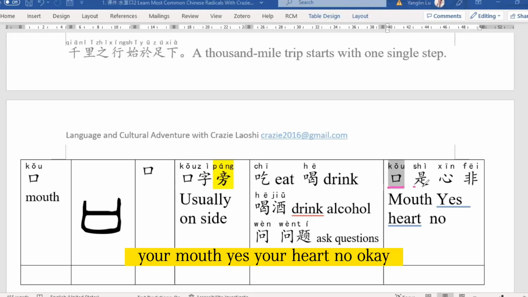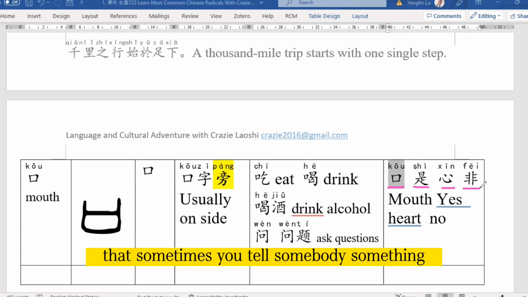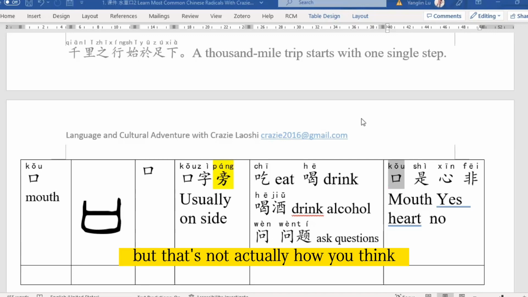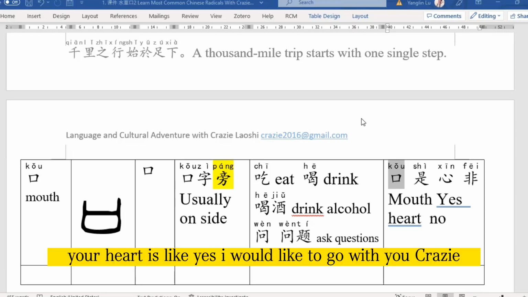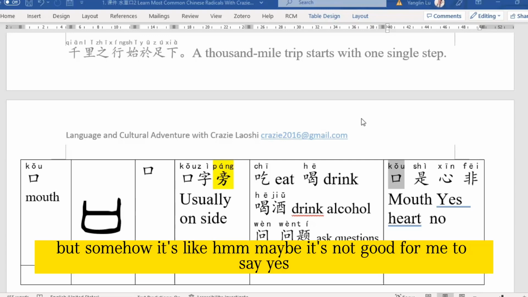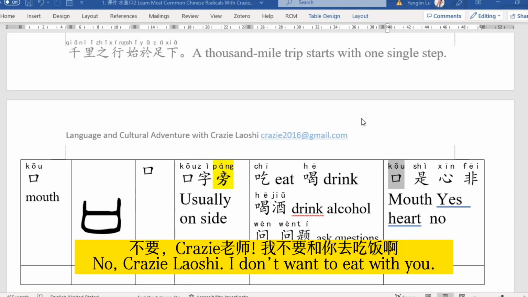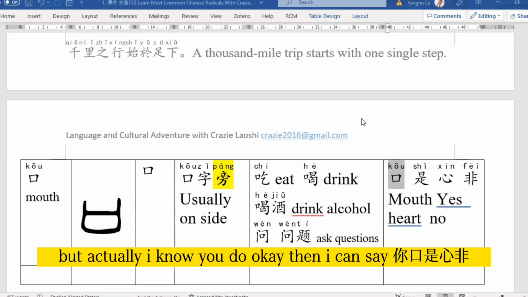Your mouth, yes. Your heart, no. Okay? So this is just to show that sometimes you tell somebody something, but that's not actually how you think. Okay, maybe I ask you to dinner today and your heart is like, yes, I would like to go with you, crazy 老师. But somehow maybe it's not good for me to say yes. So instead you say, oh no, 不要 crazy 老师, 我不要和你去吃饭. But actually I know you do. Okay, then I can say 你口是心非, 口是心非.